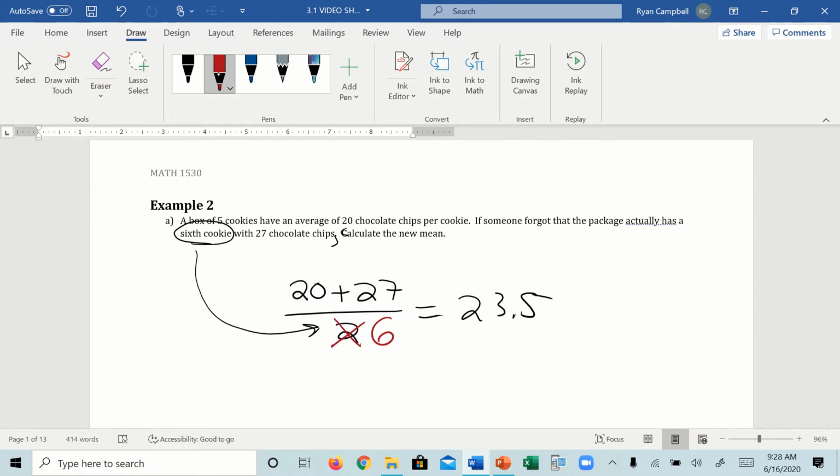But we're not adding 6 numbers here, right? Remember, the whole thing is you add up the number of chocolate chips in each cookie, and then you divide by the number of cookies. But we're only adding 2 numbers. So where's the problem?